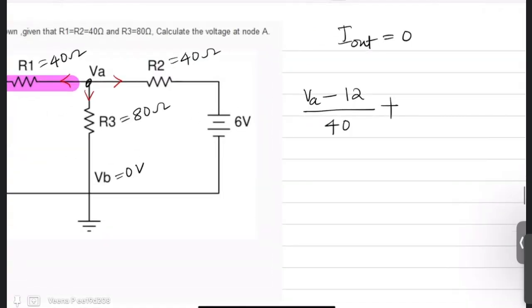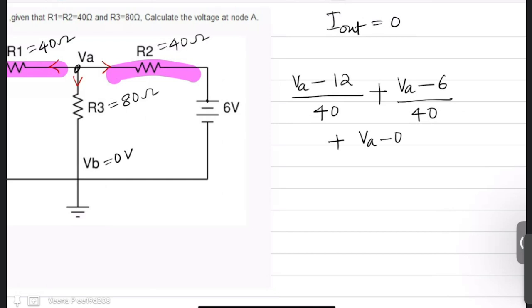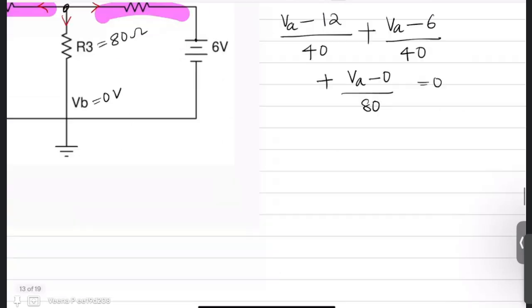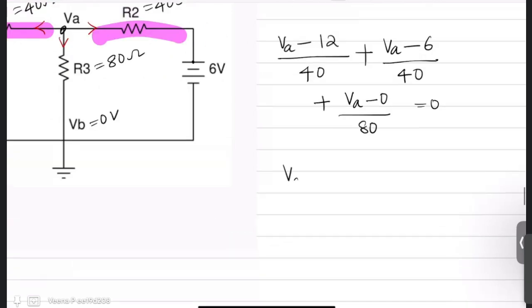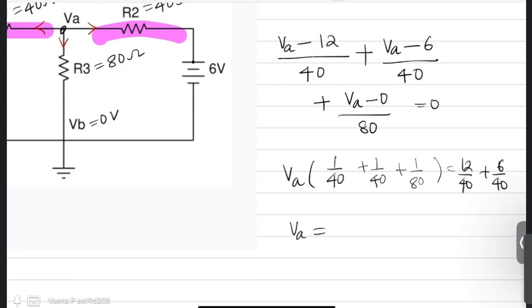Now the second outgoing current through R2 is VA plus or minus 6. The plus is coming here. So minus 6 by 40 plus VA minus 0 by 80 is equal to 0. So your VA times 1 by 40 plus 1 by 40 plus 1 by 80 is equal to 12 by 40 plus 6 by 40. It is a very easy question. So your VA will come out to be 36 by 5 or 7.2 volts.